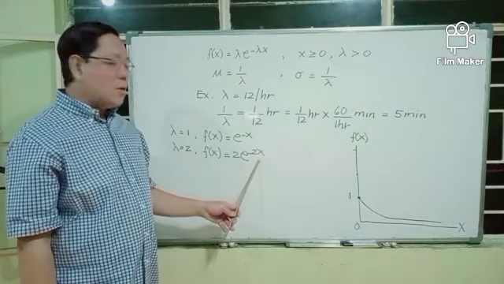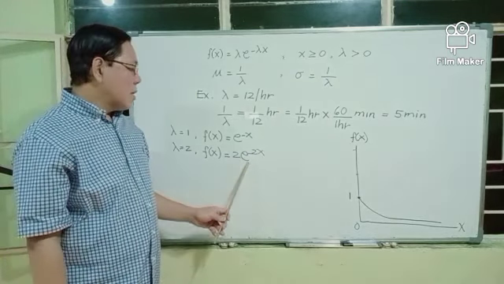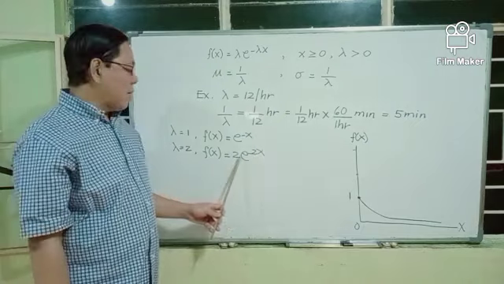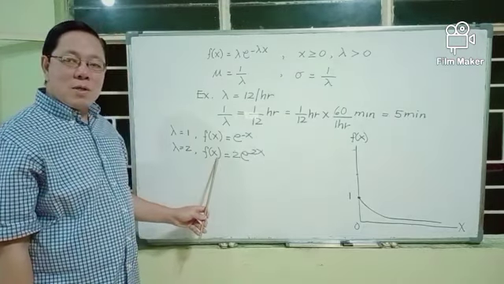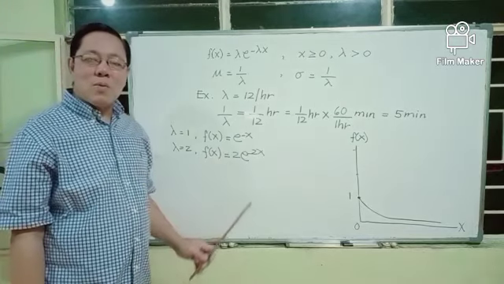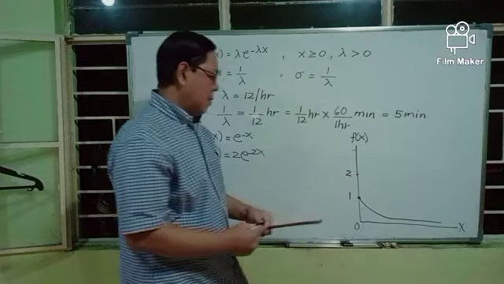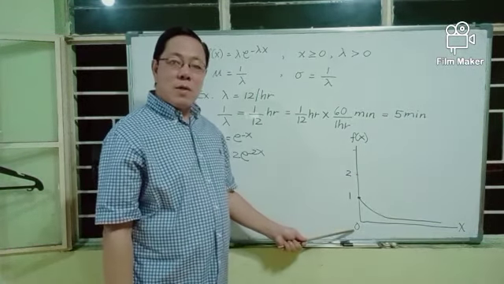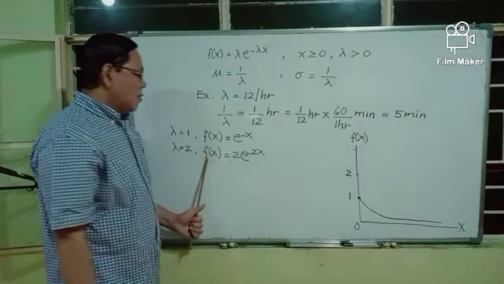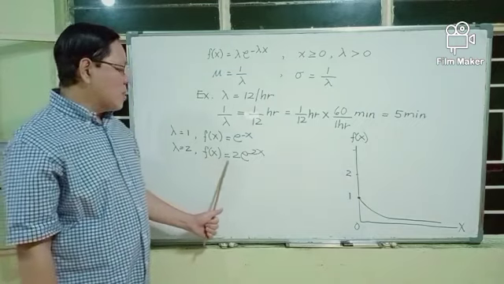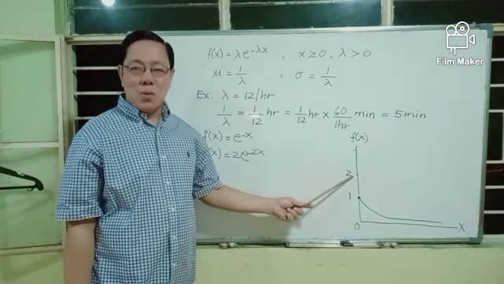When x is 0, you get e to the minus 2 times 0, which is 0. E to the 0 is 1, multiplied by 2 is 2. Hence, when x equals 0, f of 0 is equal to 2, which means that the graph of this probability density function f of x equals 2 times e to the minus 2x will intersect the vertical axis at 2.